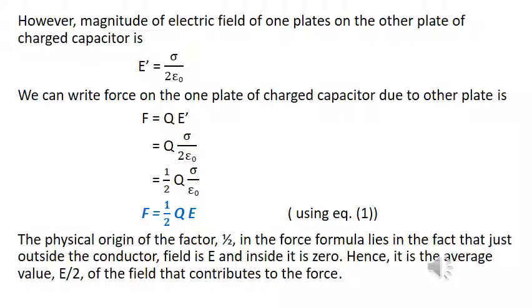By putting the value of E dash here, we get F is equal to half Q into E. The physical significance of the factor half in the formula lies in the fact that just outside the conductor, the field is E and inside it is 0. Hence, it is the average value E by 2 of the field that contributes to the force.